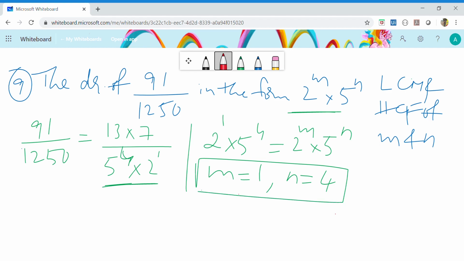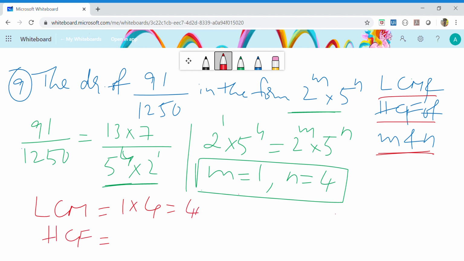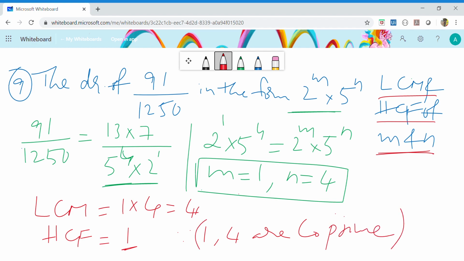So if m is equal to 1 and n is equal to 4, what he asked is the LCM and HCF of m and n. So LCM is nothing but least common multiple. So 1 and 4 are co-primes. 1 into 4 is 4, which is the LCM. And HCF is the highest common factor. They are co-primes, so the least number, 1, is the HCF. Since 1 and 4 are co-primes, the HCF is 1 and the LCM is their product.